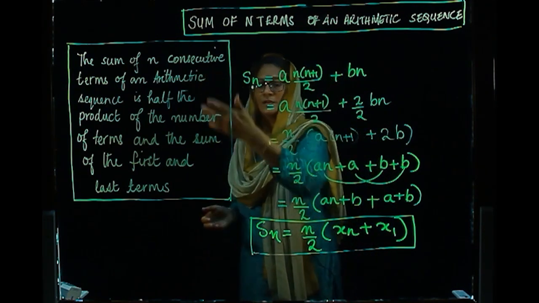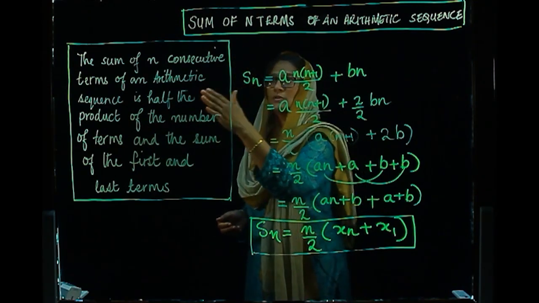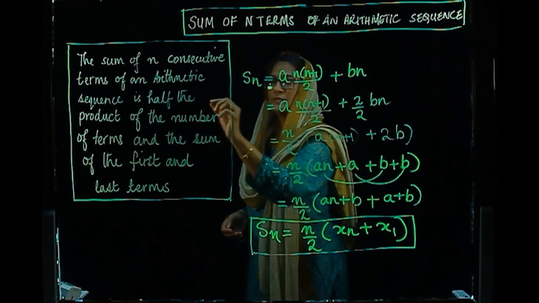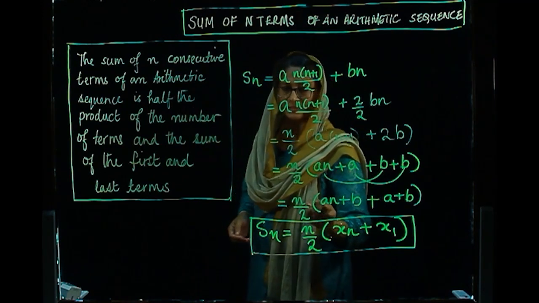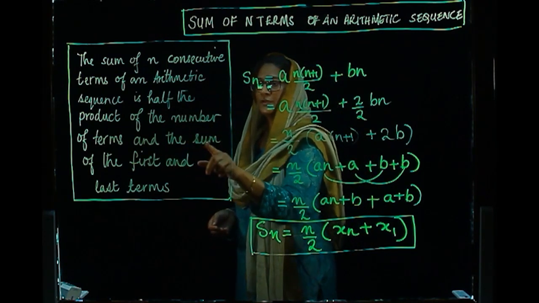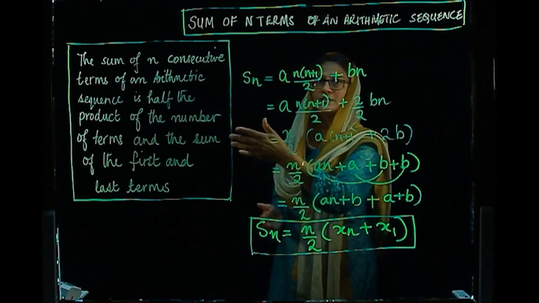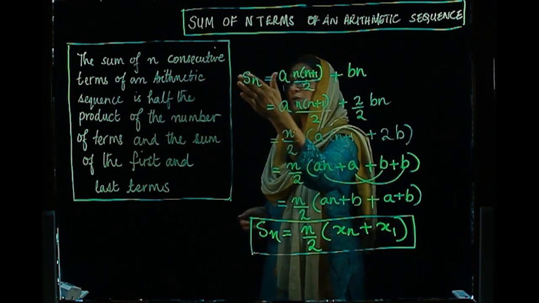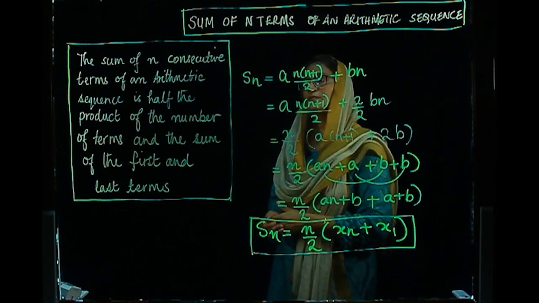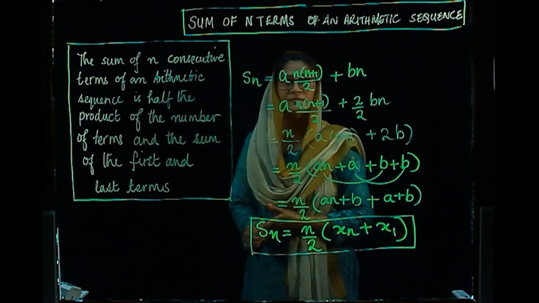So let us see how it is written. The sum of n consecutive terms of an arithmetic sequence is half the product of the number of terms n by 2 and the sum of the first and the last terms, xn plus x1. I'll repeat it again. The sum of n consecutive terms of an arithmetic sequence is half the product of the number of terms and the sum of the first and the last terms.